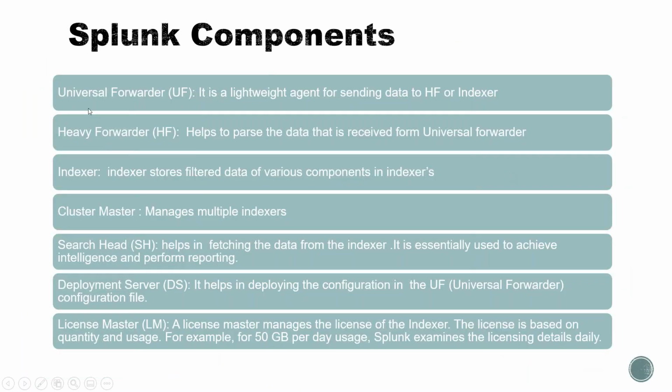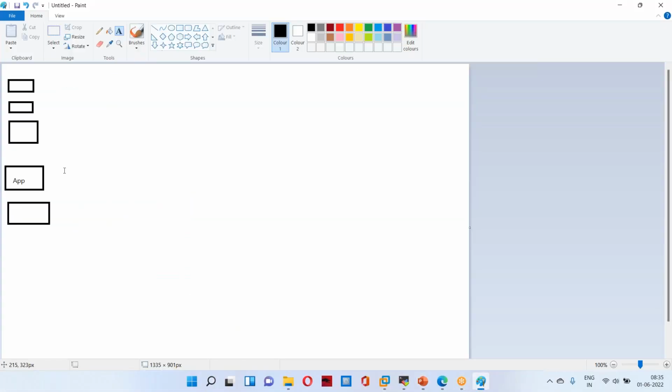To give a glimpse, just remember the universal forwarder is an agent which will ship the logs from your application servers to your indexer. And there is something called a heavy forwarder. I will explain its purpose. Basically, it will try to parse the data received from the universal forwarder. Here this is my application server.